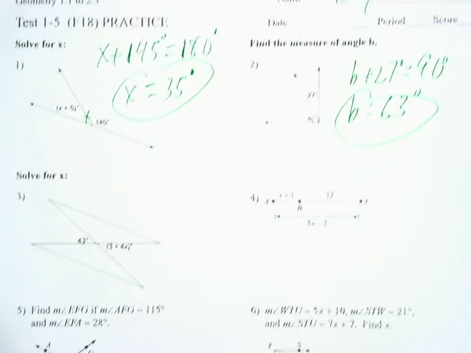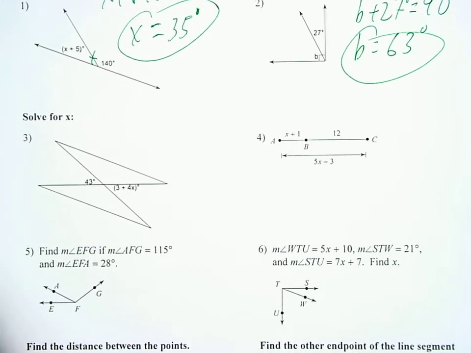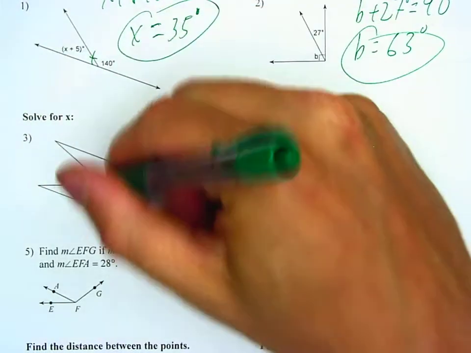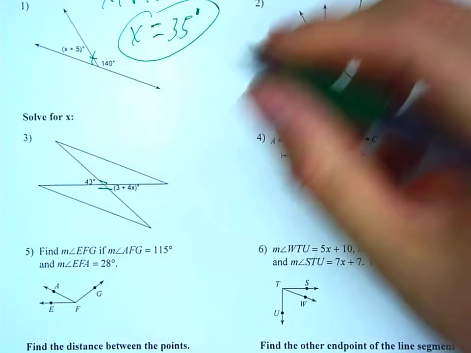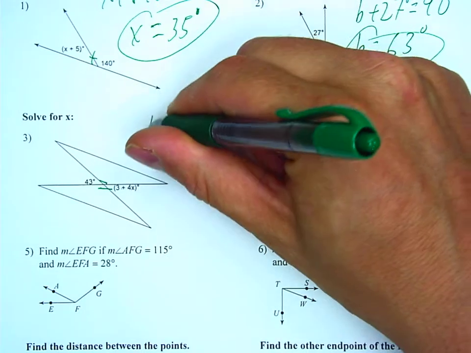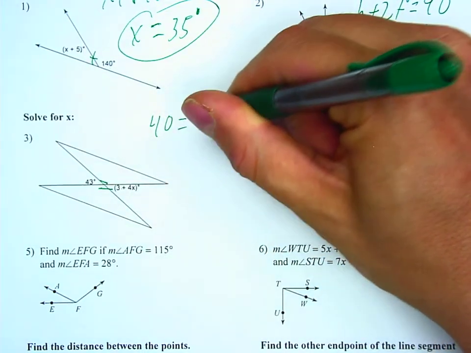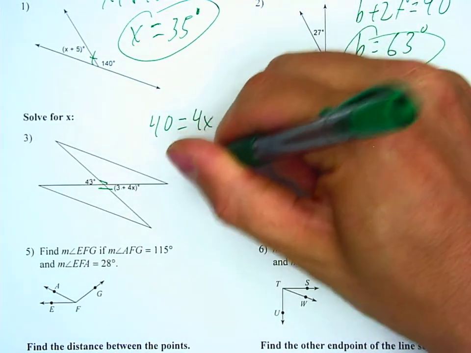Question 3. These two angles are across from each other. They make an X, so they are equivalent. They are vertical. So I'll take 3 from 43 to get 40. I'll divide 40 by 4 to get 10.